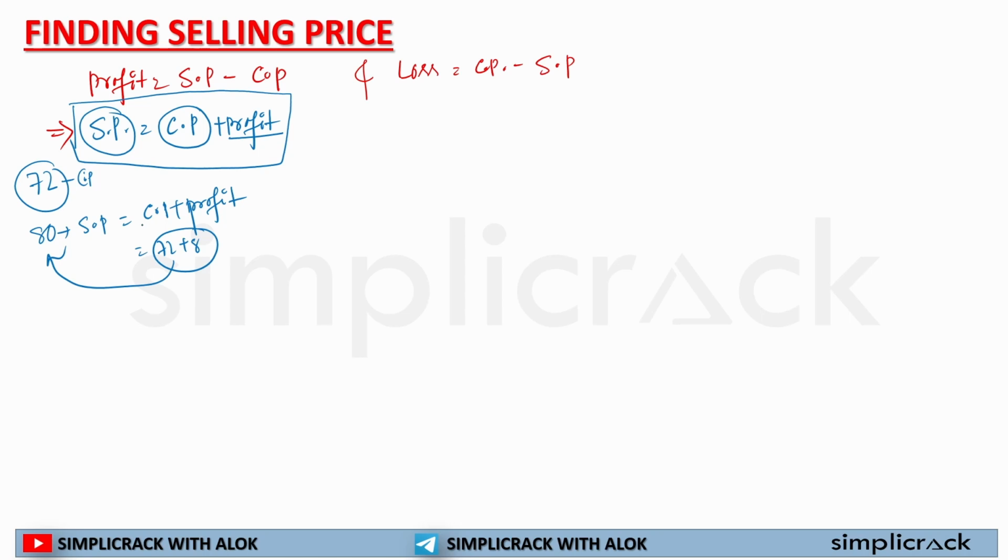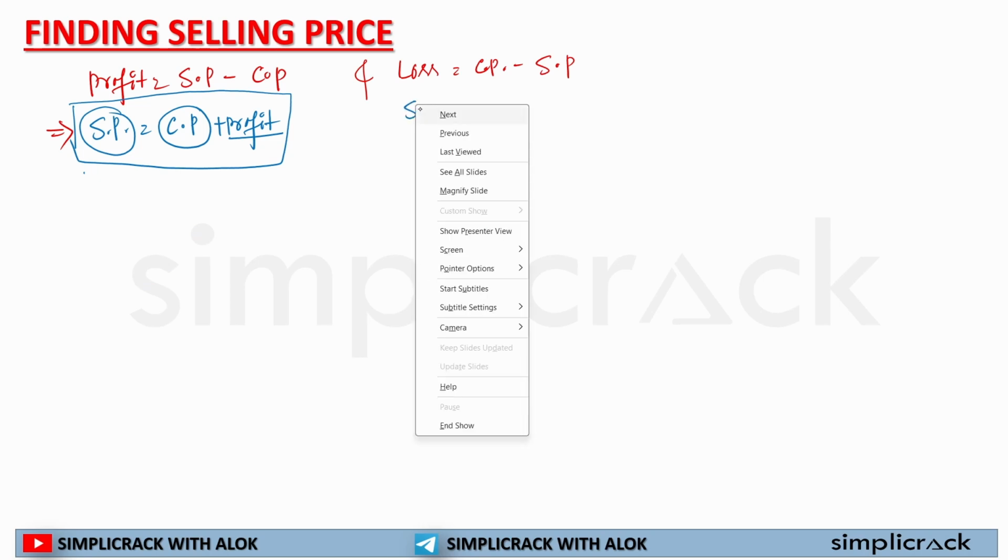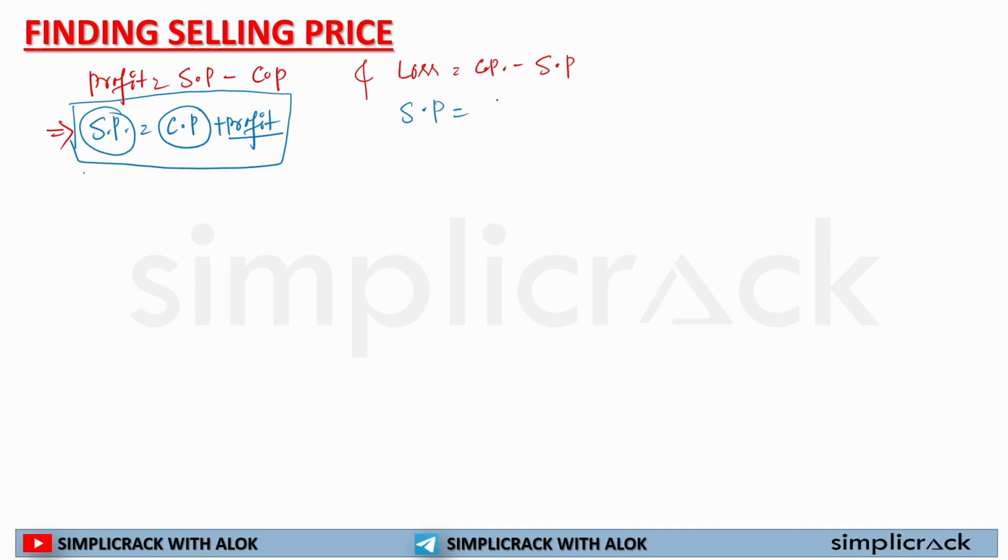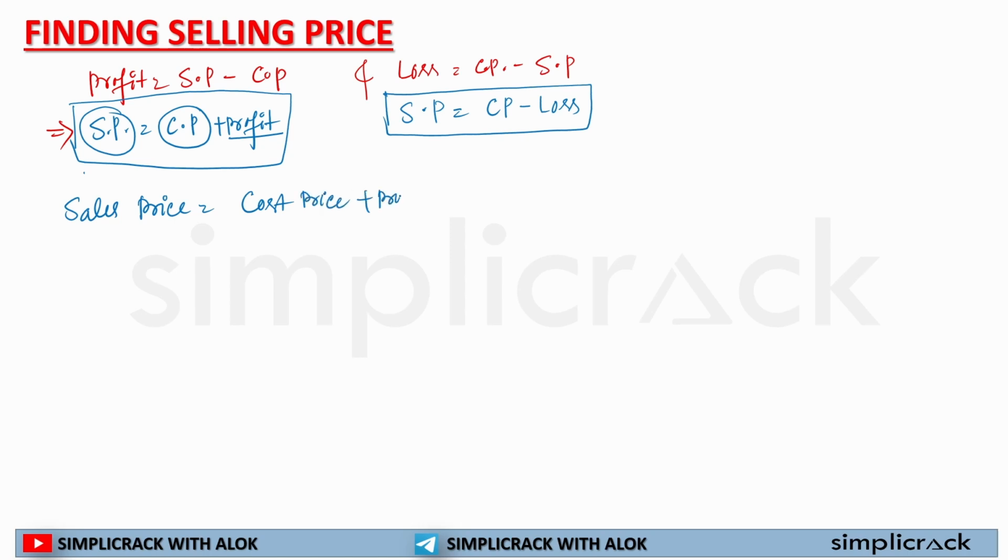So I can write sales price as cost price plus profit. And I can write here sales price as cost price minus loss. So we got two formulas for it. Whenever we are asked for sales price, we can either take the cost price plus profit method or cost price minus loss.